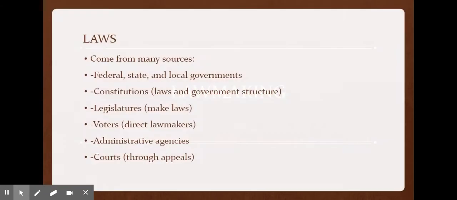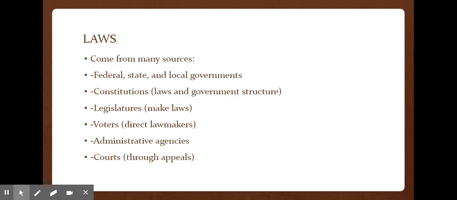Number one, laws come from a bunch of different sources. I do want you to get some of these down. Be sure you get these down. They come from, of course, federal law, state law, and local law. And those laws are constructed by the governments: federal government, state government, and local government.